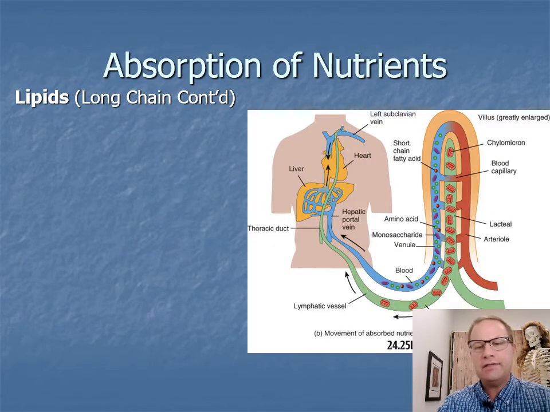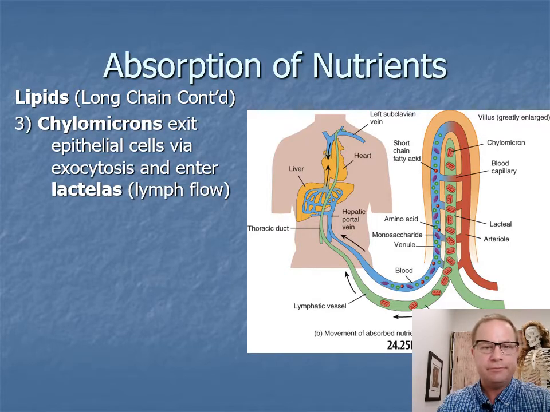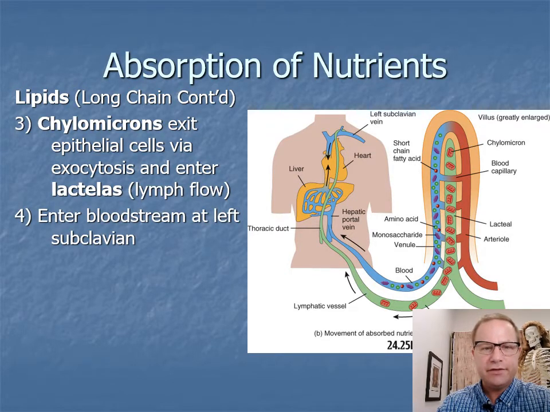Again, because these lipids are so very large and they're in chylomicron capsules, they cannot be absorbed by the intestinal blood capillaries. They have to be absorbed by special structures called lymphatic capillaries or lacteals. Okay? So the chylomicrons exit the epithelial cells via exocytosis and enter these lymphatic capillaries called lacteals. They then travel throughout the lymphatic vessels until they get to that thoracic duct, which is a place where we can dump the lymphatic fluid back into the bloodstream.